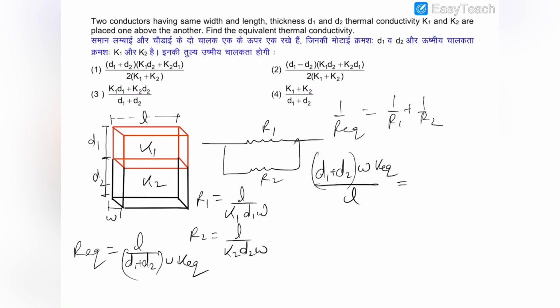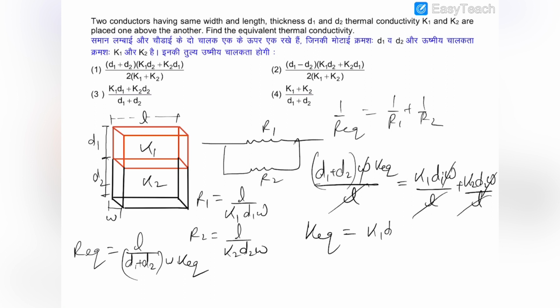and it would be equal to K1 D1 W by L plus K2 D2 W by L. Cancelling this L with L, W with W, K equivalent will be equal to K1 D1 plus K2 D2 divided by D1 plus D2. So the correct answer would be option number 3. Now we move on to the next question.